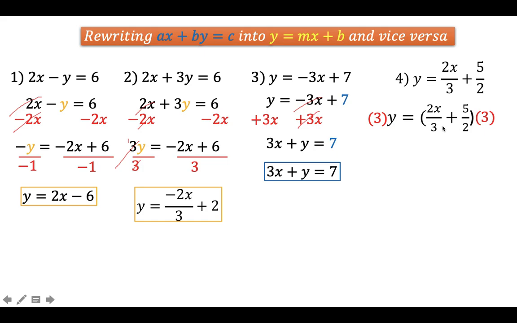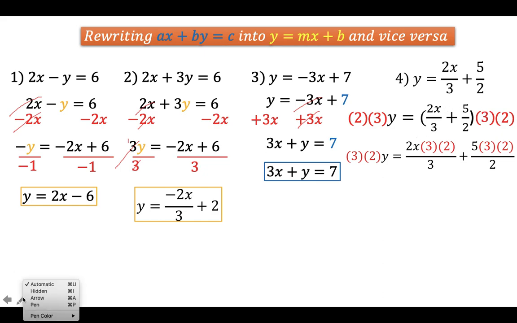We can simplify them. But wait, we still have 2 here, so we'll also multiply 2 to both sides. So we'll just distribute 3 times 2 first to each of them. The question is, why did we not multiply them yet? The reason is so that it will be easier for us to eliminate.